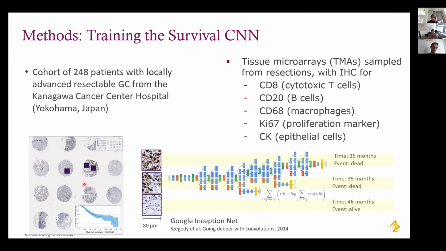So what Armin did is, in a survival training network, we directly sample from images, the small patches, where we train a network.